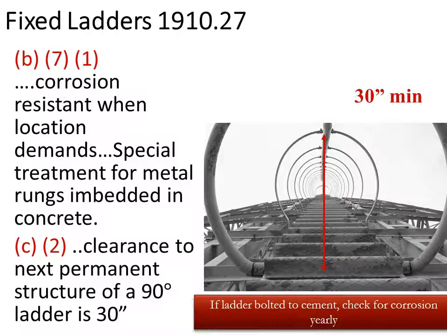If there's a cage around a ladder, and we have cages around ladders that are 24 feet or taller, if you don't have some other type of life protection system in place, the cage needs to be a minimum of 30 inches deep so that it'll catch a person if they fall and they can rest behind it. If your ladder happens to be bolted to cement or concrete, you need to have a yearly inspection to make sure that corrosion hasn't occurred.